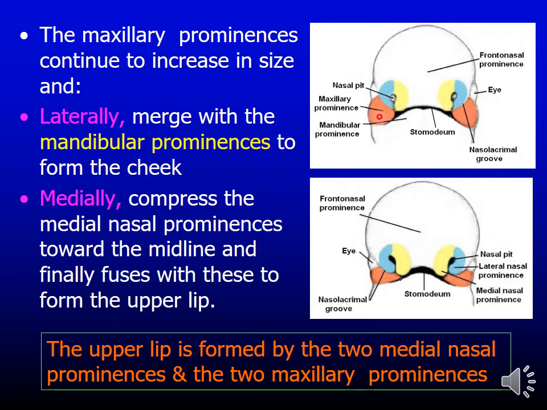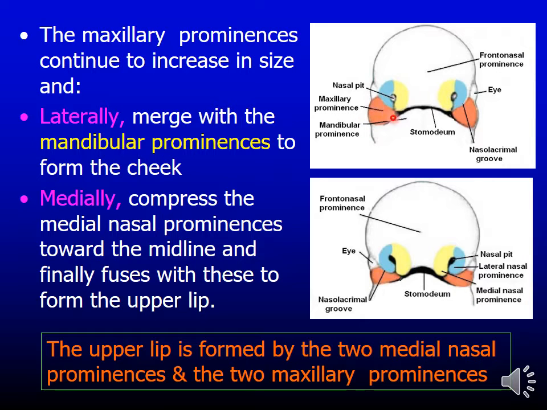This maxillary prominence will continue to grow and increase in size. Laterally, you can see this maxillary prominence merges with the mandibular prominence here. This is the maxillary prominence. At this side, it merges or fuses with the mandibular prominence, forming the cheek, this area. You can see this is the maxilla and the mandible fused together, forming the cheek. Whereas at the medial side of the maxillary prominence, you can see it compresses the medial and lateral. This is the medial nasal prominence, the yellow color.